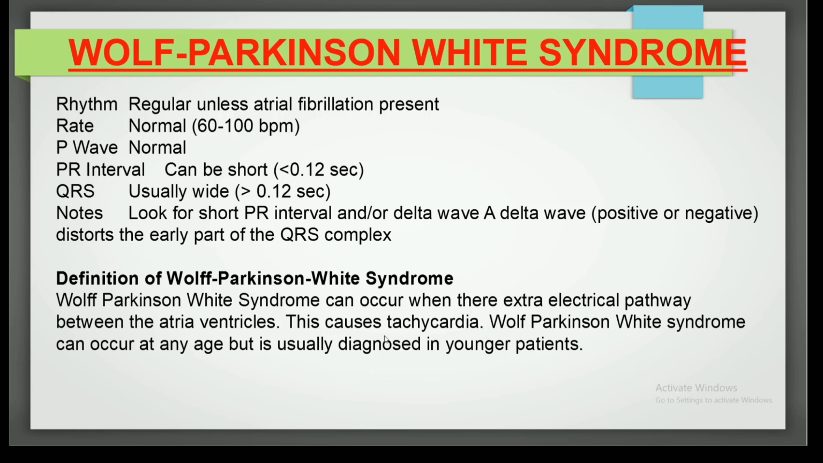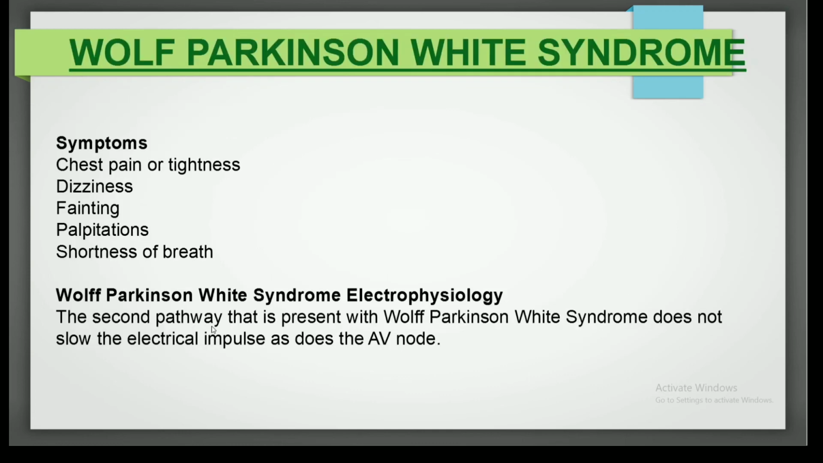It mainly causes tachycardia. It is mainly diagnosed at a younger age. The rate is also normal, but the QRS is usually wide. The symptoms are chest pain, dizziness, fainting, palpitation, shortness of breath. The electrophysiology is that it does not slow the electrical impulses as the AV node does.